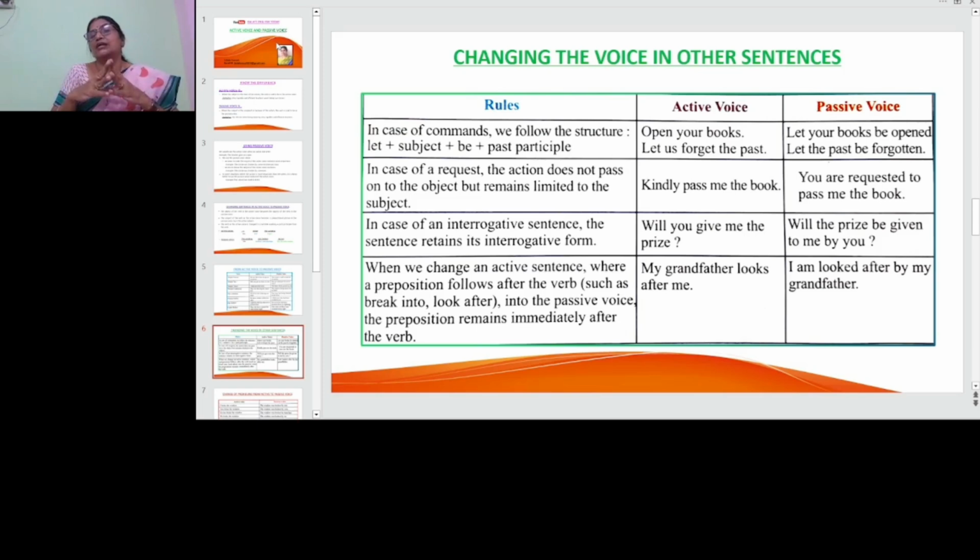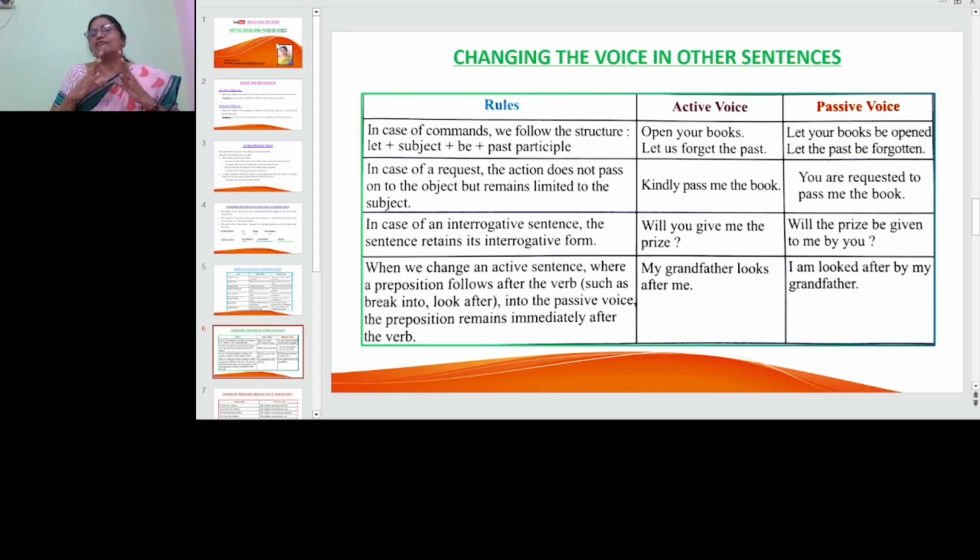Right? Okay. And in the interrogative sentence, "Will you give me the prize?" Give is the verb. So it's again "will," so it's future. You have to obviously add "be" in the passive voice. So, "Will the prize be given to me by you?"